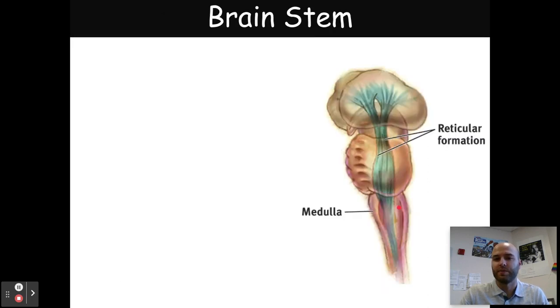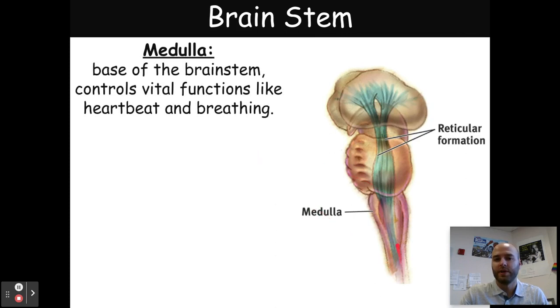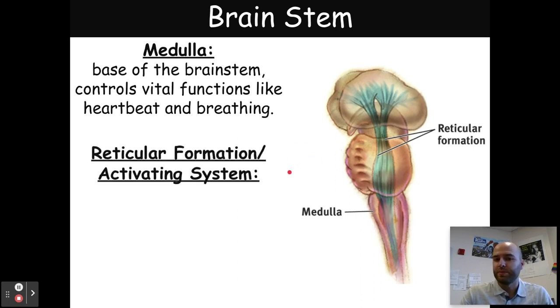Our first examples are the brain stem. Number one is something called the medulla. This is at the base of the brain stem. And like we just said, it controls our vital functionings like heartbeat and breathing, right? That's the medulla's job. Our autonomic functions, the autonomic nervous system, right? It controls those things.